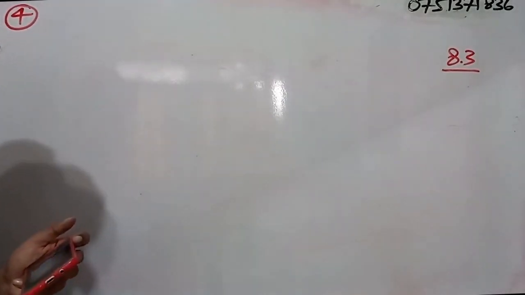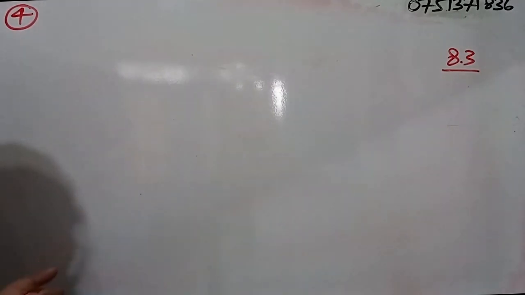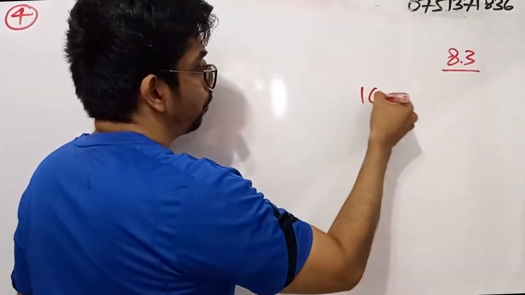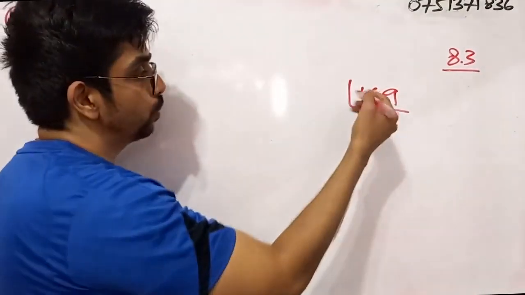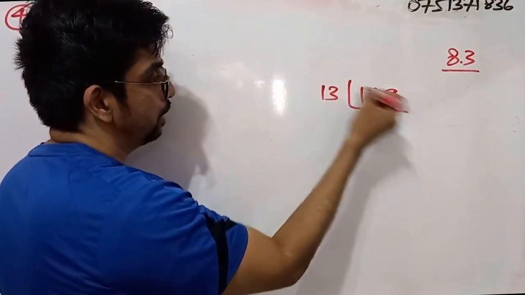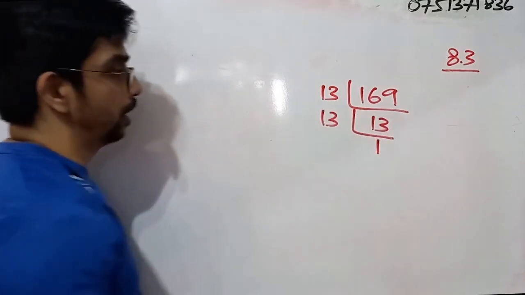Question number 4. The area of a square land is 169 square meters. Find the length of a side of the land. So it is the same thing as question number 3. So what do we have to do? We have to find the square root of 169. So what do we use to divide 169? 13. 169 divided by 13, we get 13. 13 divided by 13, we get 1.